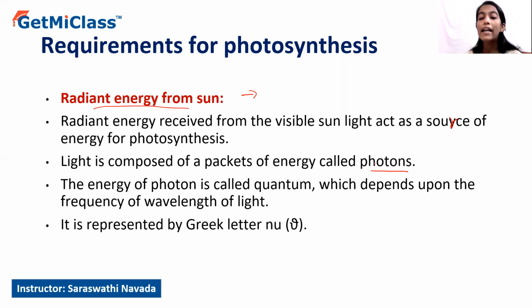In this photon, the energy is stored, and the energy present in the photon can be considered a quantum. The amount of energy present in the photons depends upon the frequency or wavelength of the light. Generally, this energy obtained from sunlight is represented by the Greek letter nu, and we represent the incident solar energy as h nu. This is how the incident radiant energy is represented. That is regarding the source of energy for photosynthesis.